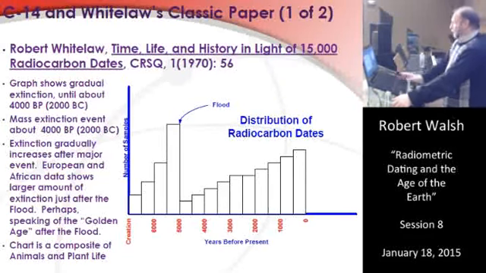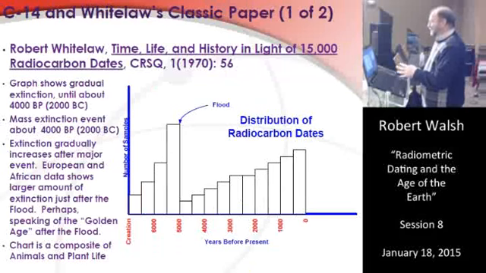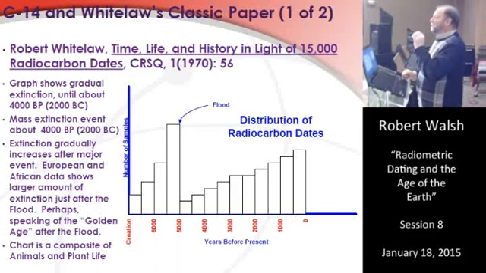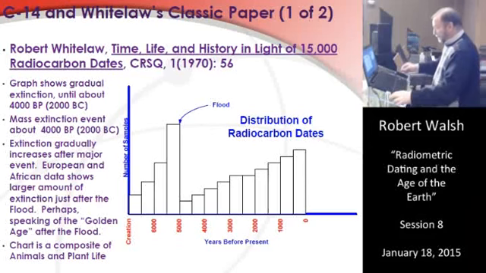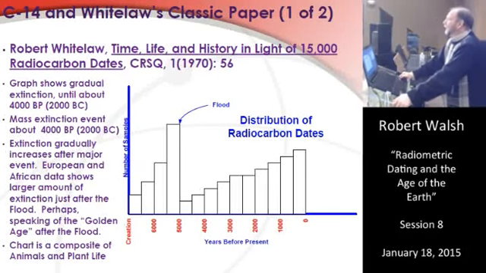Now, let's take a look at carbon-14. This is one of my favorite topics because I believe the paper that we're going to be talking about remains unanswered. A gentleman who I met through the ICCs, Robert Whitelaw, a nuclear engineer out of Virginia, published a paper in the Creation Research Society Quarterly in 1970. The title of the paper is Time, Life, and History in Light of 15,000 Radiocarbon Dates.